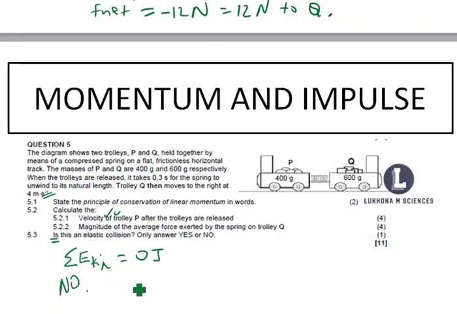The answer is no, because the sum of kinetic energy initial is not equal to the sum of kinetic energy final. Initially it was 0, then after collision they are moving, which means the kinetic energy is not 0. They gained energy. Now they are moving, right? So we are done here. That is linear momentum.